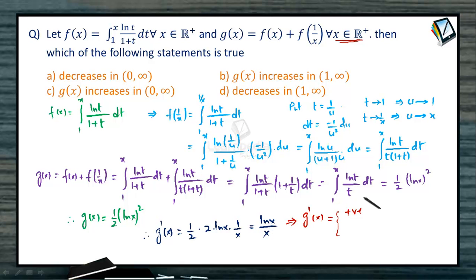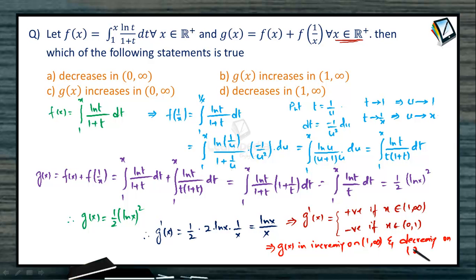When will ln x be positive? If x belongs to 1 to infinity, and the derivative would be negative if ln x is negative. That is possible if x lies between 0 and 1, right? So g dash x is positive if x belongs to 1 to infinity. Hence, shall we conclude that g of x is increasing on 1 to infinity and decreasing on 0 to 1.